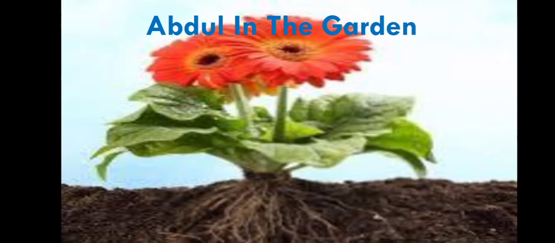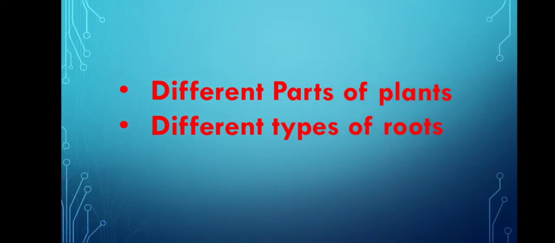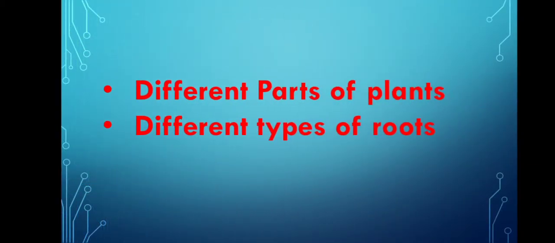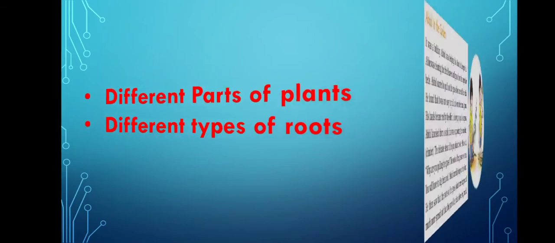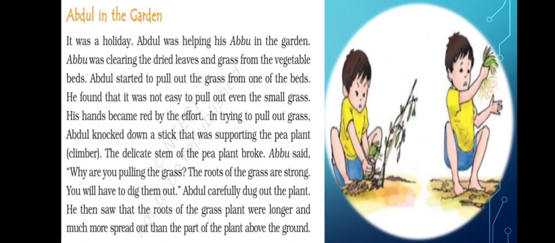Today we are going to start a new chapter, Abdul in the Garden. In this chapter, you will learn different parts of plants and different types of roots. Let's see what happened when Abdul is in the garden.